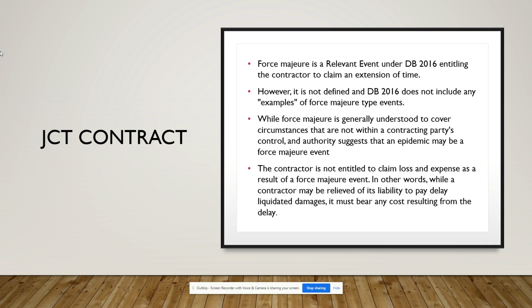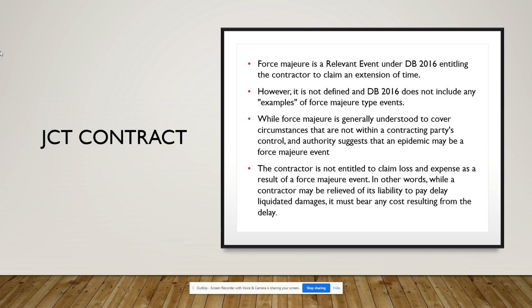But according to the JCT contract, for a force majeure event, you can't get cost relief; you can't claim loss and expense. In other words, how we can explain this is you can get relief from paying liquidated damages due to the delay, but you have to bear your own cost due to this delay.